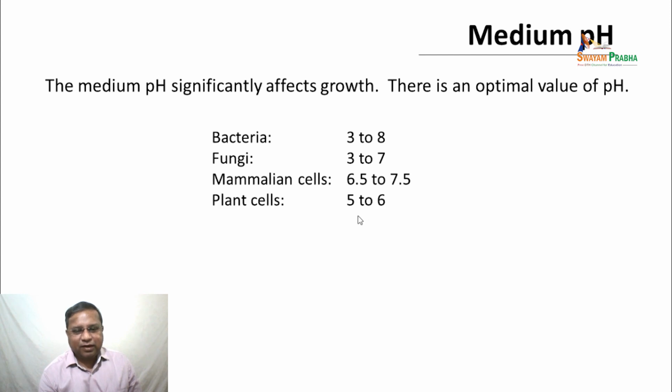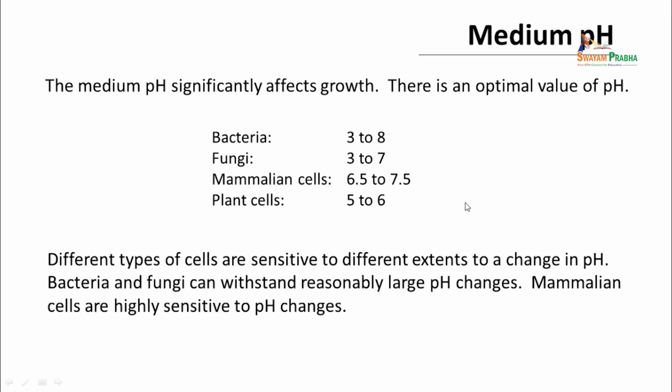Plant cells are again reasonably strict, 5 to 6. And different types of cells are sensitive to different extents to a change in pH. Bacteria and fungi can withstand reasonably large pH changes, as can be shown here. Mammalian cells are highly sensitive to pH changes, as we just mentioned. They just won't grow.